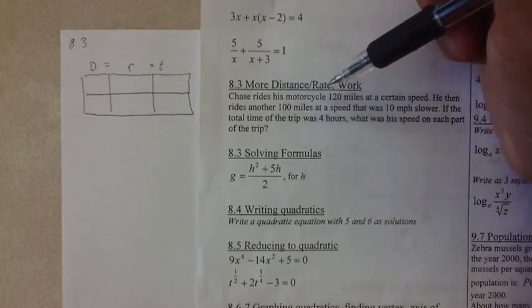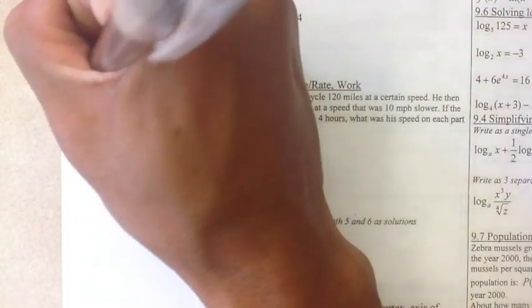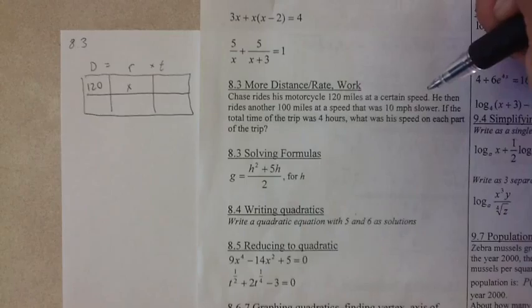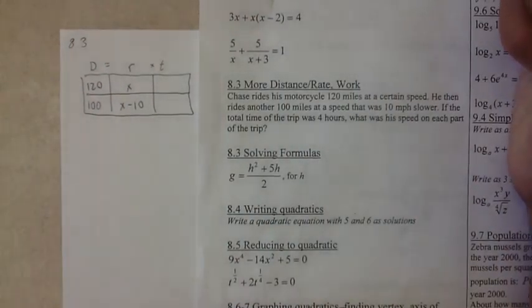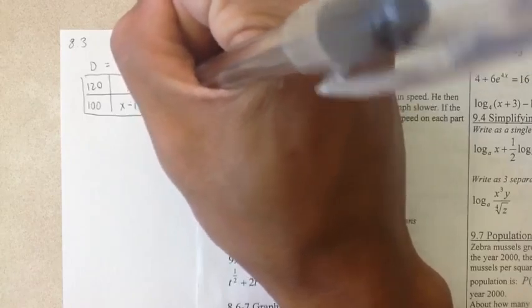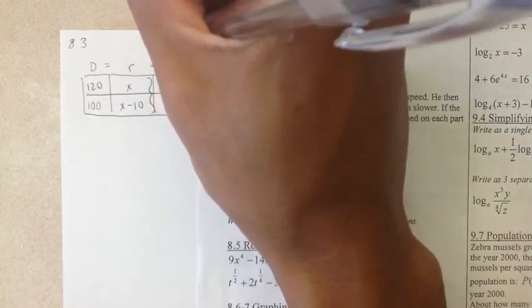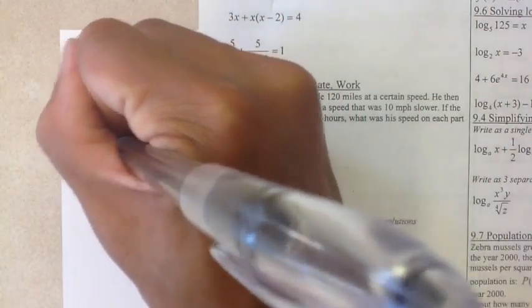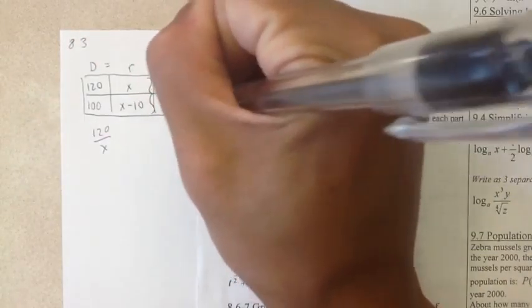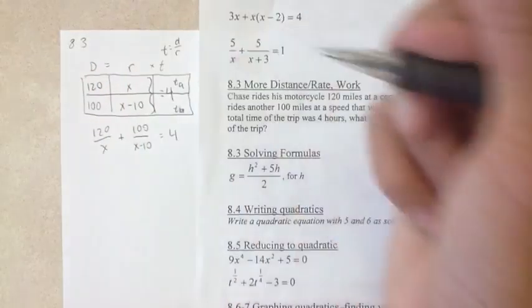Looking at my problem, I know that he travels 120 miles at a certain speed, meaning I don't know what it is, so it must be x, and he travels 120 miles at that speed. He then rides another 100 miles at a speed that was 10 miles per hour slower. If the total time of the trip was 4 hours, that means this time plus this time must equal 4 total hours. Remembering that t is the same thing as d over r, this is 120 over x, that's time A, and time B must total up to 4 hours, plus 100 over x minus 10 must equal 4.